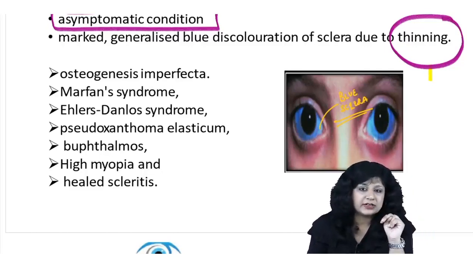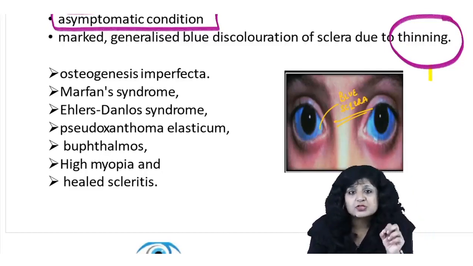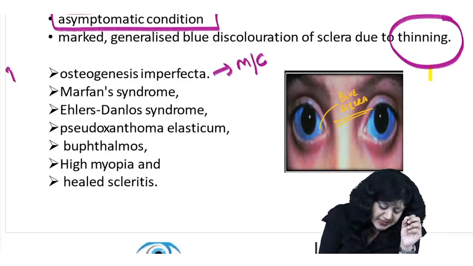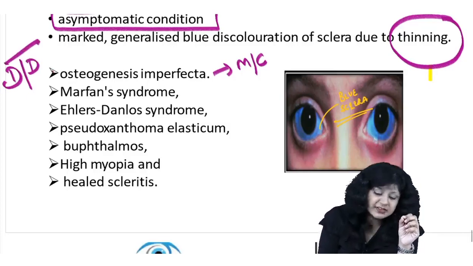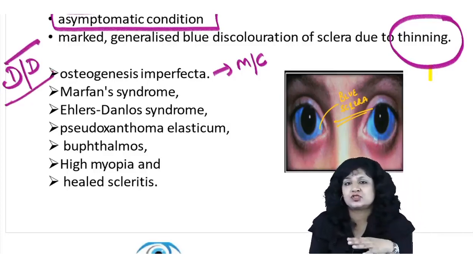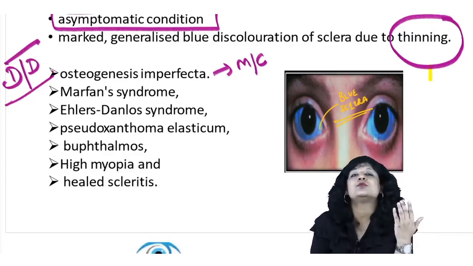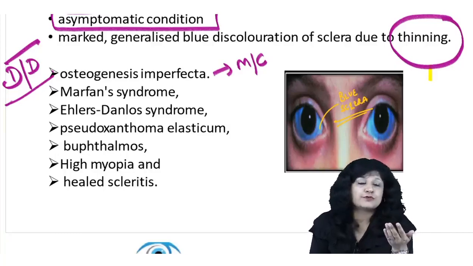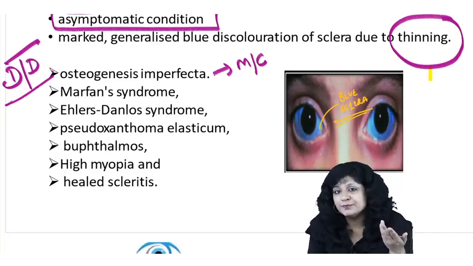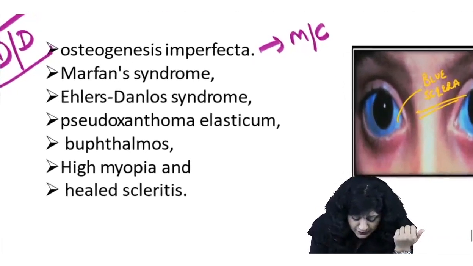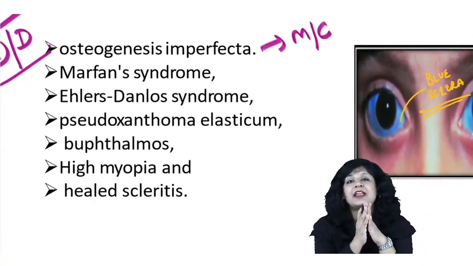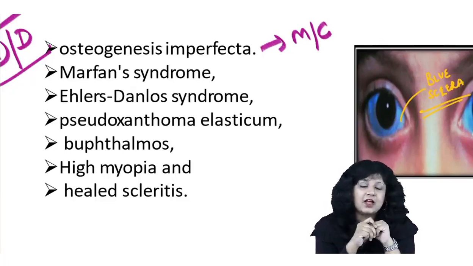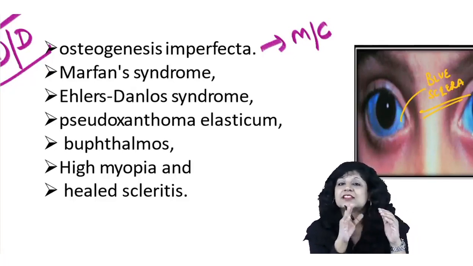Now, two other important things: what is the most common cause, and what is the differential diagnosis, because you may get questions related to the differential. If you get a person with blue sclera, then what will you think? What will be the approach to this patient, how to solve that question? First of all, remember that there are two basic reasons why I can get this bluish appearance of the sclera. One is that you are having thinning, right?